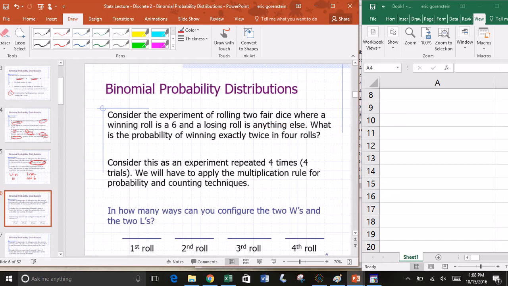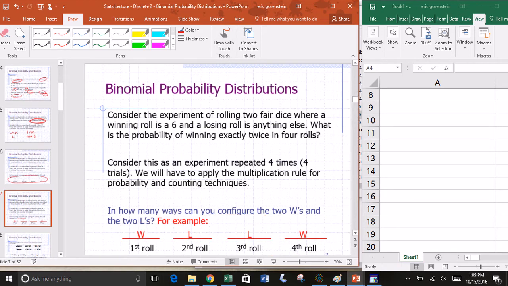Okay, so basically, we have to think about how many different configurations are possible with the winning and losing. Because remember, when we're calculating probabilities, we're using simple outcomes. We have to count the number of simple ways an event could happen. So how many ways can you win twice out of 4 trials? You could think about it as how many ways could you place 2 W's down here? This is sort of designating the 4 rolls. How many ways could we put 2 W's and 2 L's down there? For example, you could win first and then lose and then lose and then win fourth. So this would be one possible way to win twice. It's not the only way.